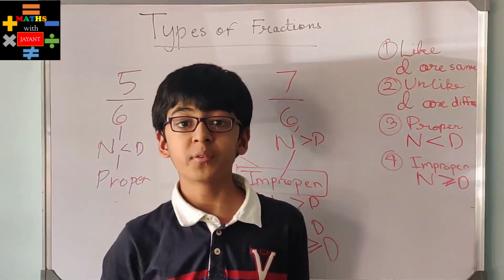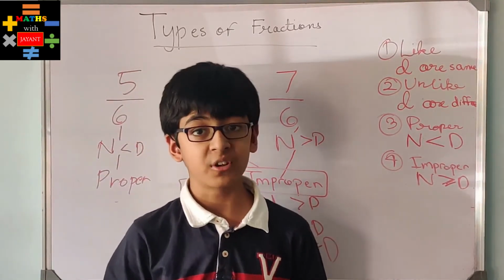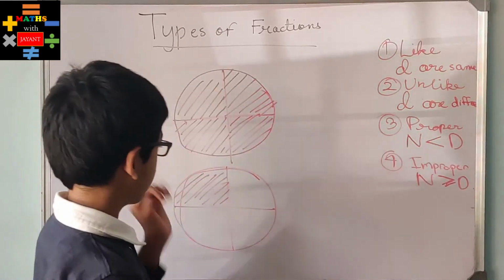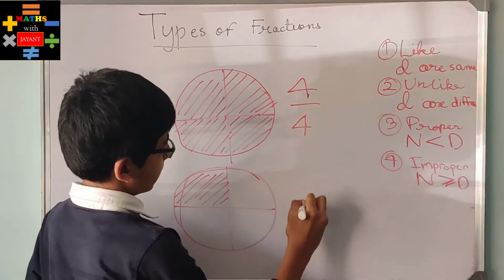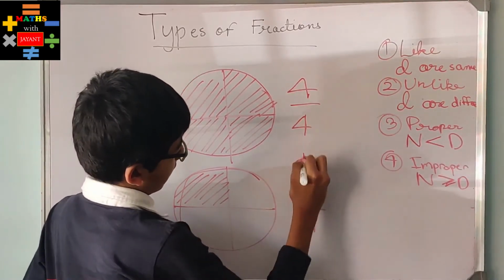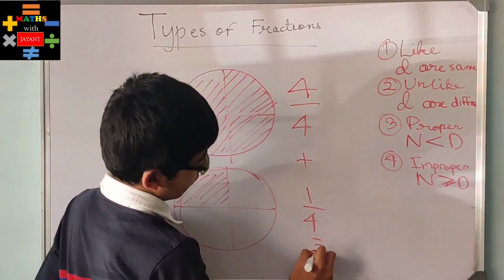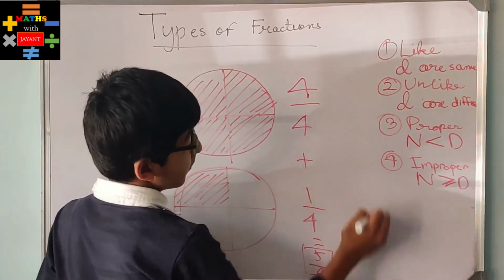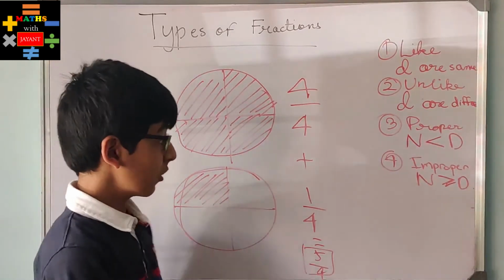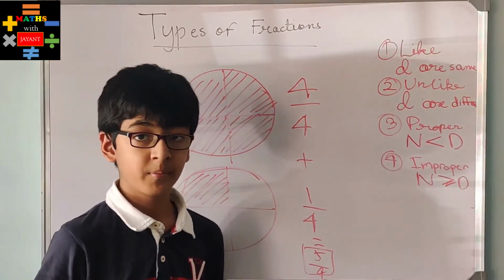Now let us move on to our next type of fraction. Now let us come back to these diagrams. So this was 4 by 4, this was 1 by 4, and we had combined this to make 5 by 4, which became an improper fraction. So this was an improper fraction.